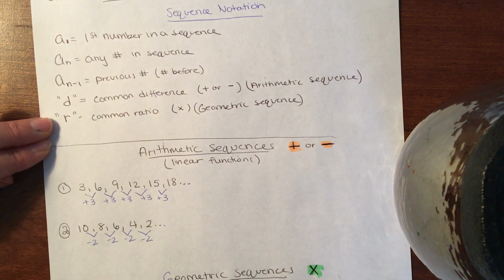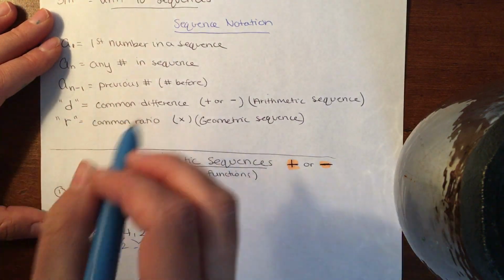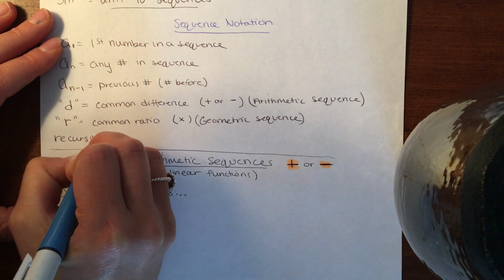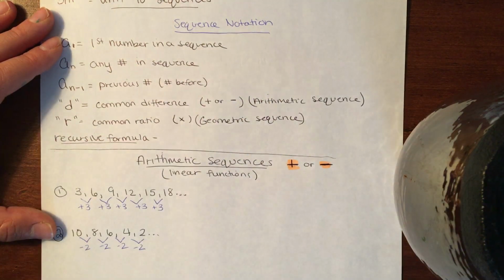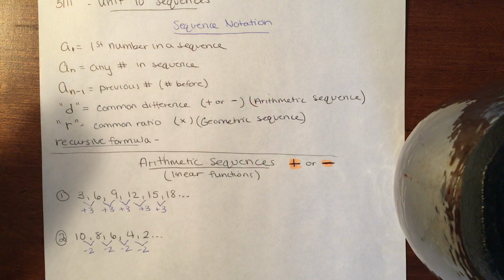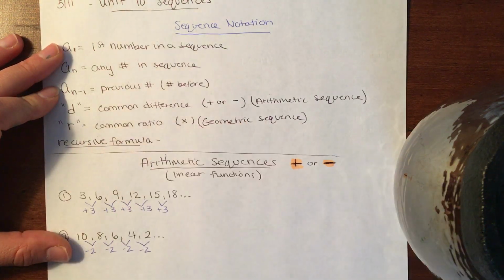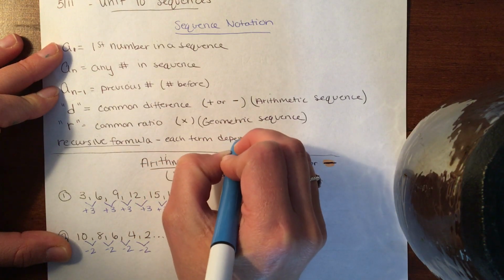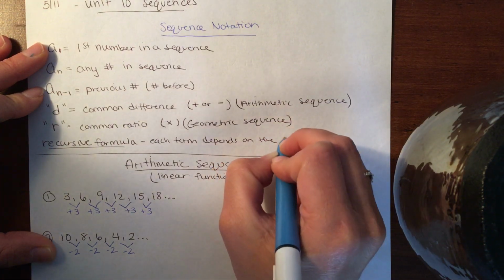Okay, and the last terms I want you to know, I guess this would be a vocab definition, is what is a recursive formula? This is what we're going to be learning today. When you hear me say the term recursive formula, that's a formula that you're going to write where each term depends on the one before. So we're talking about sequences. A recursive formula is going to be written when each term depends on the one before. Depends on the number before it.